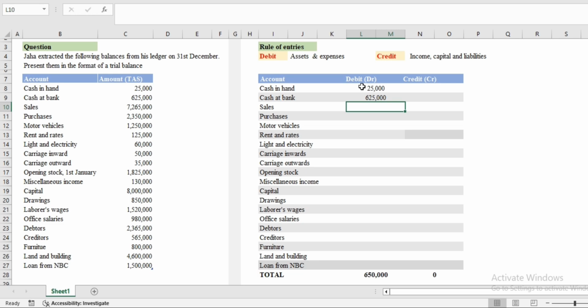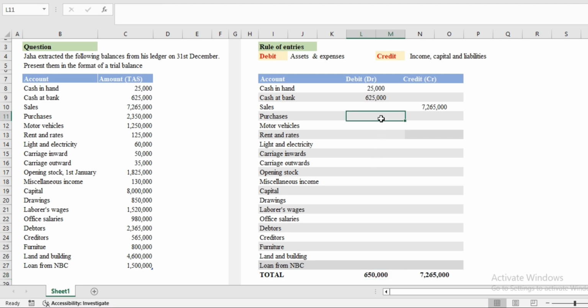Now moving forward, we're going to the sales account. The sales account is an income, therefore it's going to have a credit balance. So you're going to put the amount on the credit side. Okay? There we have it. Now down here you can see I already put the sum of the entire columns, so that the total is going to be adjusting as we put in more balances.